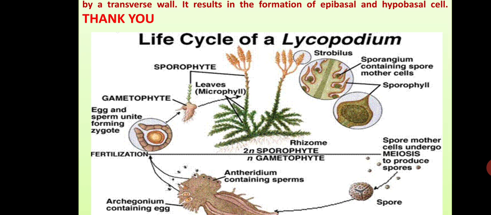Here in the Lycopodium life cycle, there are two important generations. One is the gametophytic and the other is the sporophytic generation. The gametophytic generation is restricted and the sporophytic generation is dominant.